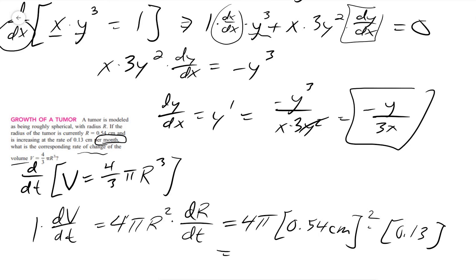Our final answer for this would be 0.476. And if we want to figure out what our units are, we had centimeters that got squared, and we also had centimeters per month here. So our centimeters and centimeters squared turn into centimeters cubed per month. And this makes sense because we're talking about the rate of change of volume, which is centimeters cubed per month, with respect to time. And that is a real-world example of implicit differentiation.